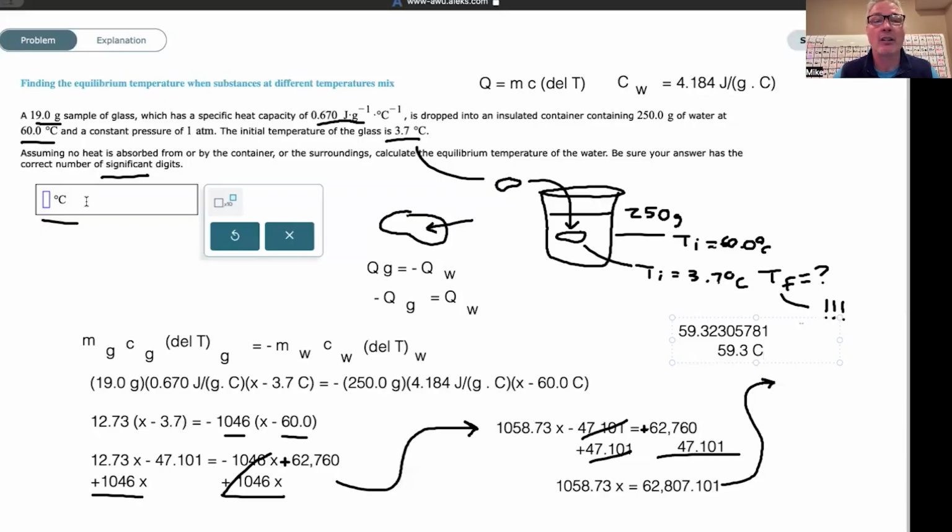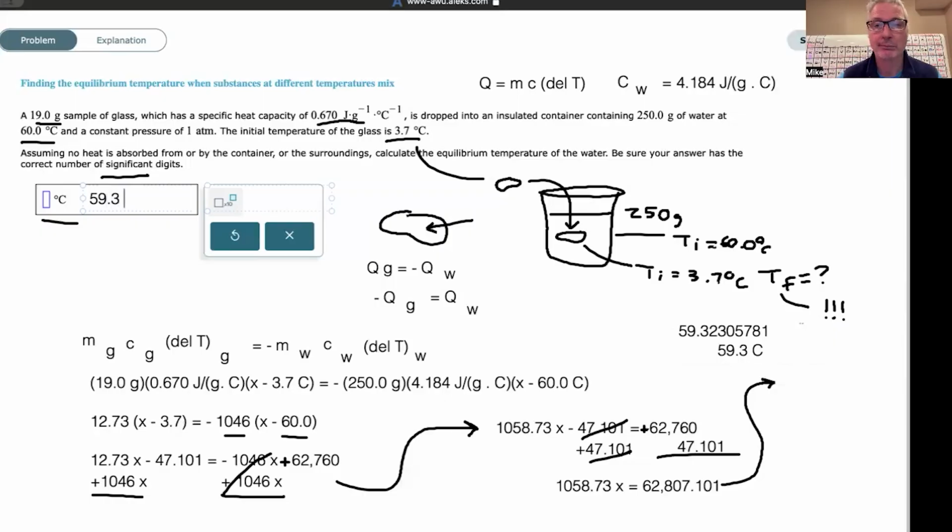And then the heat capacity difference, 4.184 divided by 0.67. It's a lot. The heat capacity of water is like 6 times greater than glass. The water outweighs it by more than tenfold. So this should be like even less than a 60th between. So I'm feeling good about myself.